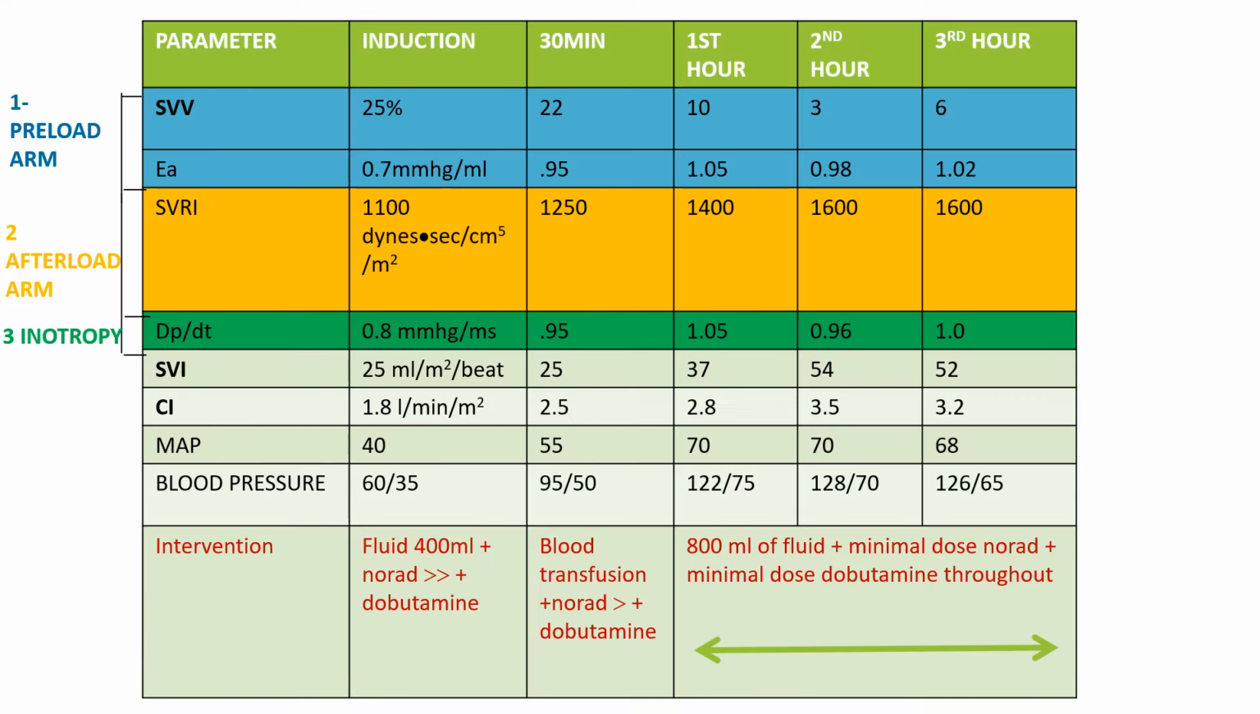Now this is the same table I showed you initially. For your study pleasure, I have demarcated it by different color codings. The preload arm will be demarcated by blue color, the afterload by yellow, and inotropy by green color. So the two parameters in my preload arm are the SVV and EA time. Don't panic, I will explain what these mean, what are the normal values, and what has to be done if you have a deranged value. The afterload arm is depicted by SVRI, that is the systemic vascular resistance index, and inotropy is shown by dP/dt.